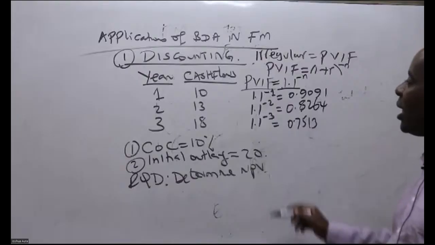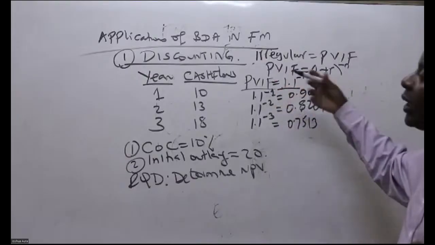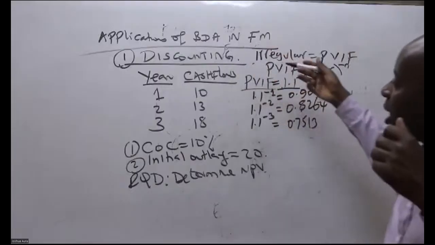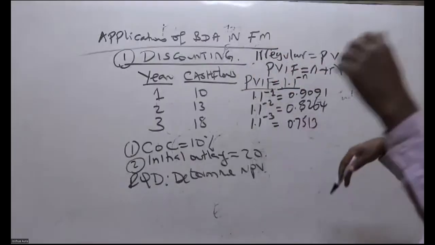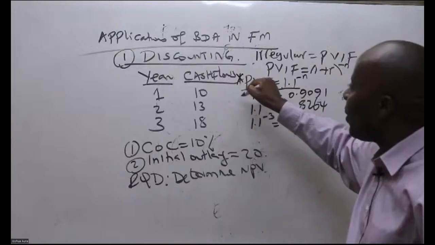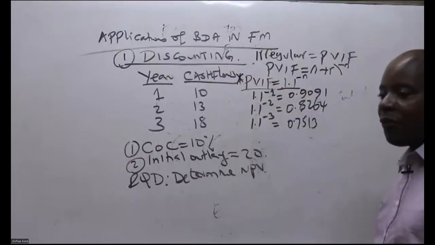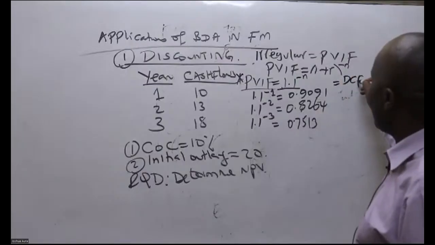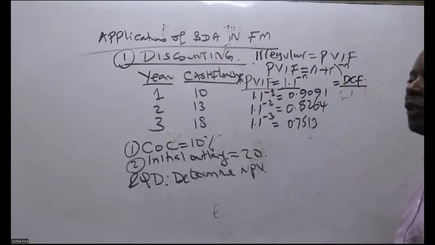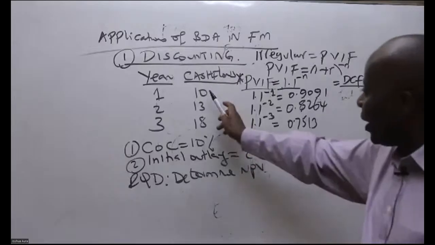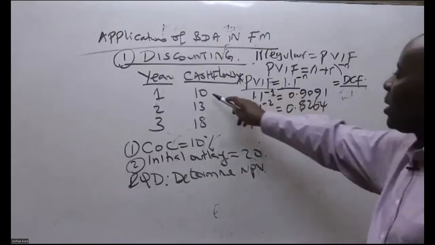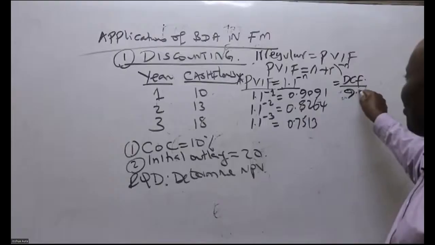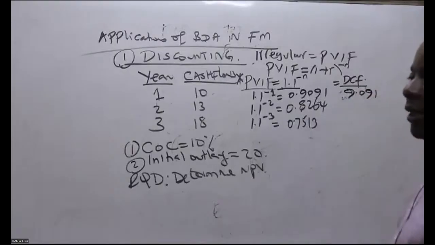So remember that these are the present value interest factors that we normally use for discounting. As a finance scholar, I know I should multiply these two so that I can get a very important column called the discounted cash flows. So for discounted cash flows, we have here 10 times this, which will give me 9.091, isn't it?